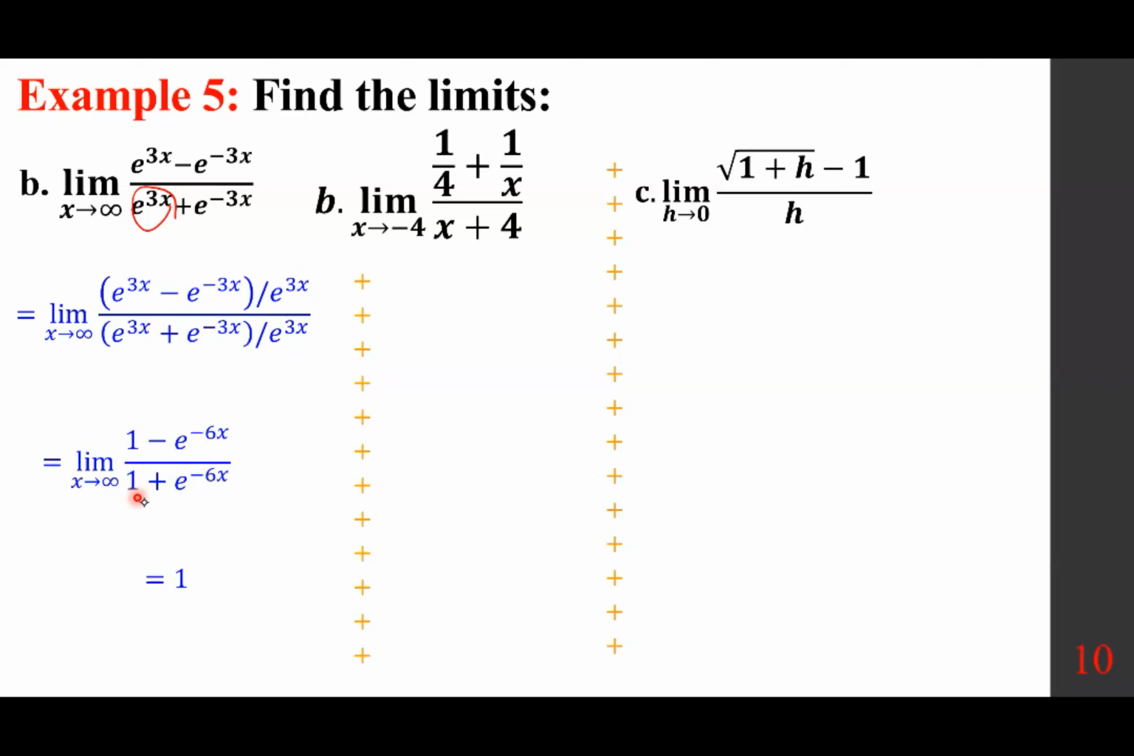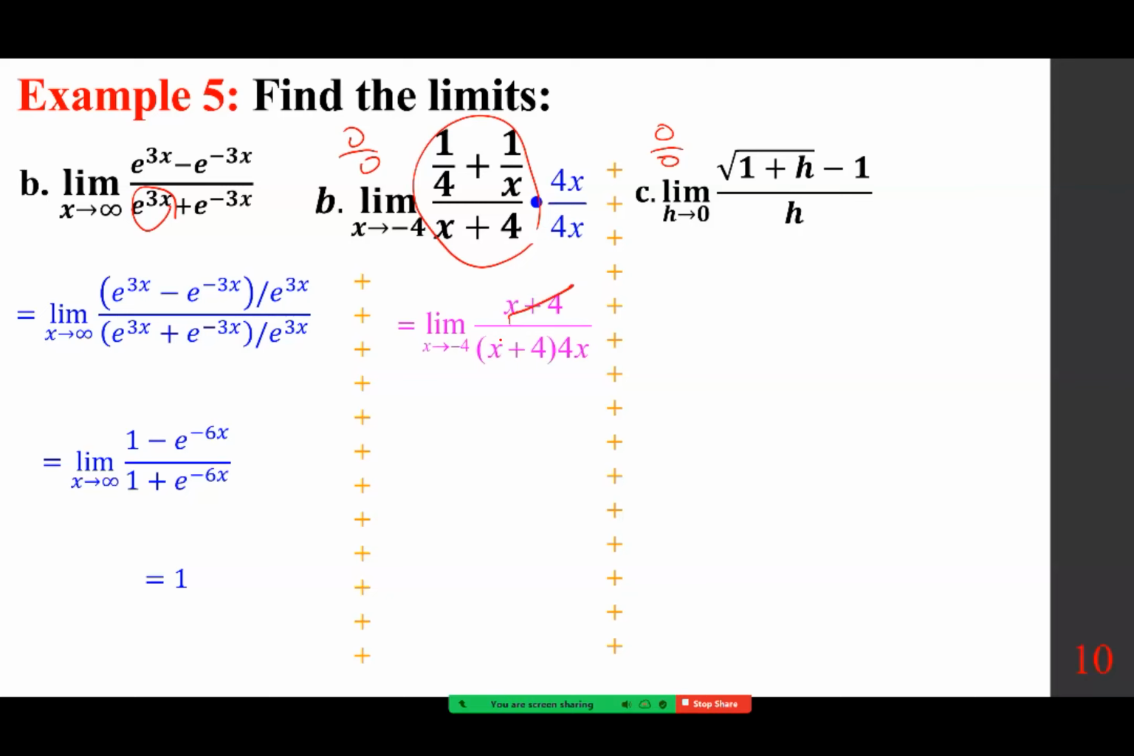If you look at part B and you plug in, you get 0 over 0. Let me just write it. You get 0 over 0 here. And this is a complex fraction, multiplied by the LCD, 4x, and divide by it. So when you multiply the top, you get x plus 4, and you just write the bottom. And when you plug in, you get negative 1 over 16.